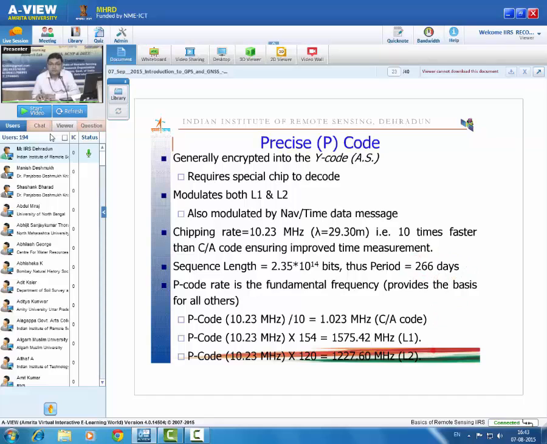The calculation of the P code vis-a-vis the other codes I have explained in the previous slide also. When the P code frequency is divided by 10, we get the coarse acquisition code frequency. When we multiply the P code frequency by 154, we get the L1 frequency, and when we multiply it by 120, we get the L2 frequency. The main thing to understand here is that the P code is a very long code, as it is for defense. Nobody should be able to crack it, and it has a period of 266 days.